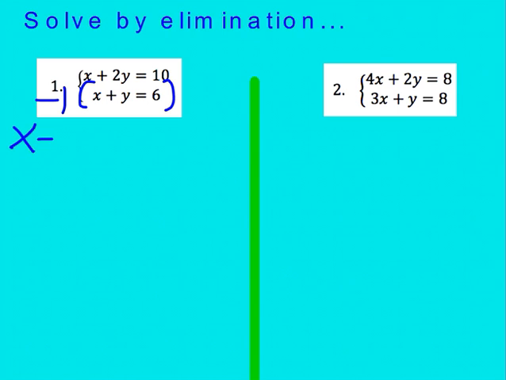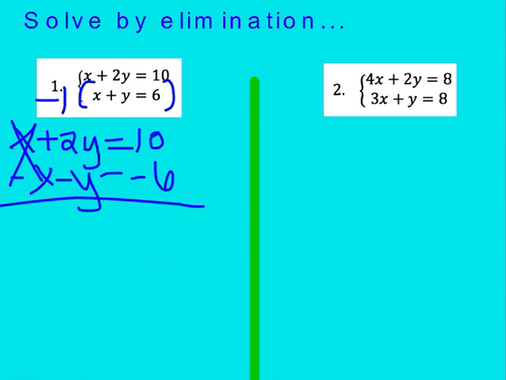So I have x plus 2y is equal to 10, and then I'm going to change and make this one, everything including what's on the other side of the equal sign, a negative. So now my x's will cancel out, so I just have y. When I do 2y minus y, I just get y. 10 minus 6 is 4.